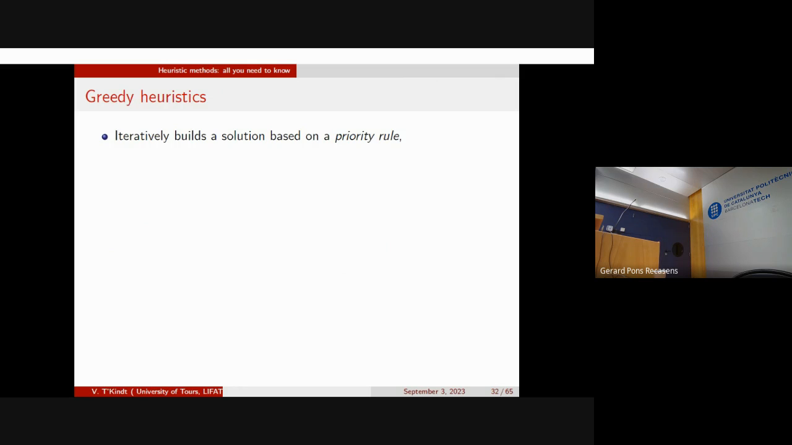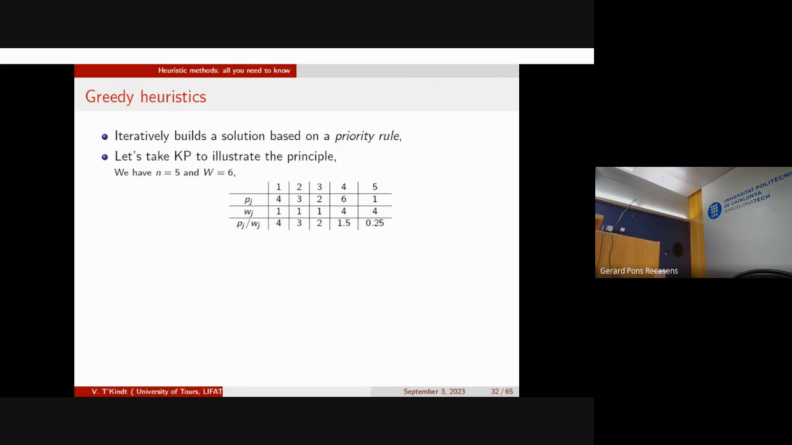The first ones that we'll see are the simplest ones. They are called greedy heuristics. So now we're talking about algorithms that will work in polynomial time of n, the number of items of my instance, but we have no guarantee that the solution that will be computed is optimal. Okay? We hope for a good solution. And greedy algorithms iteratively build a solution based on a priority rule.